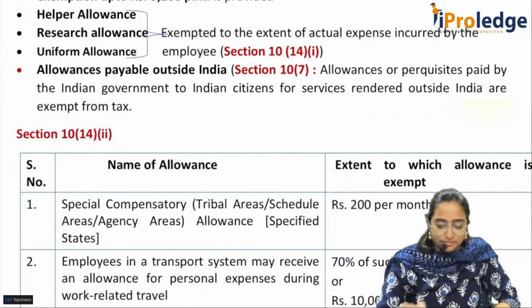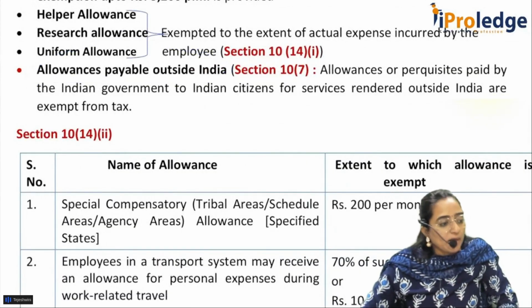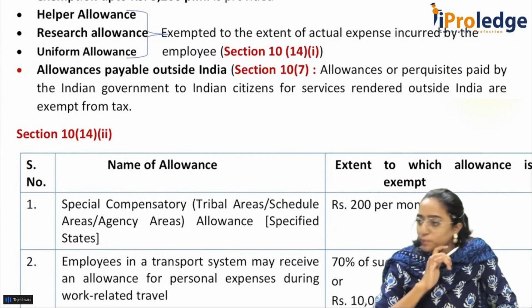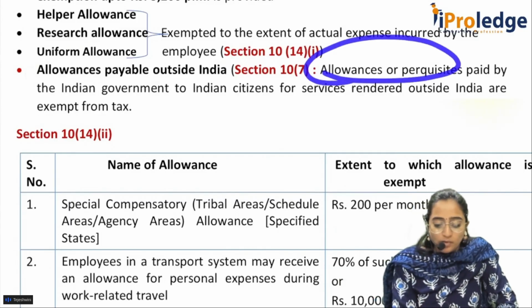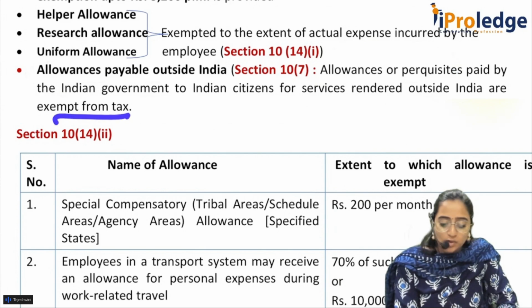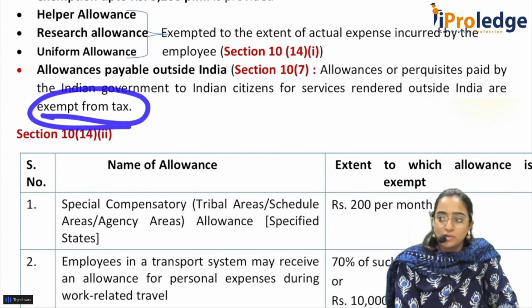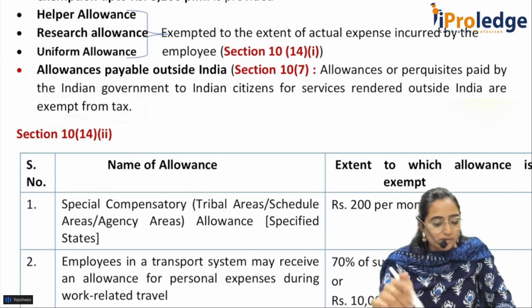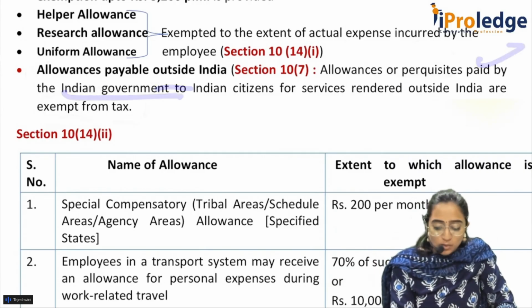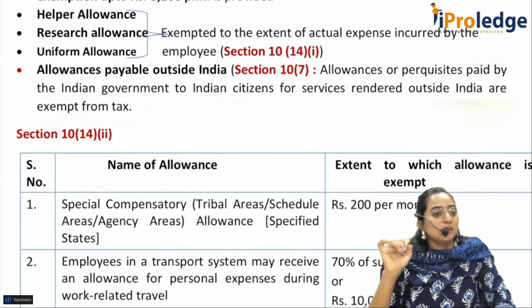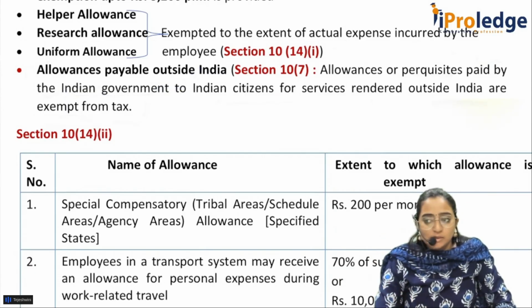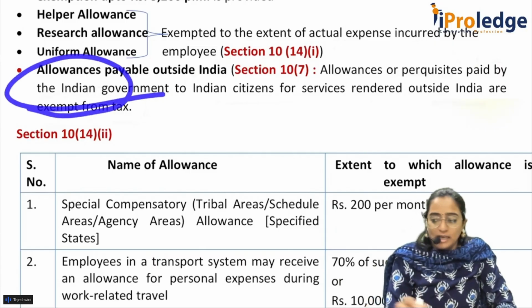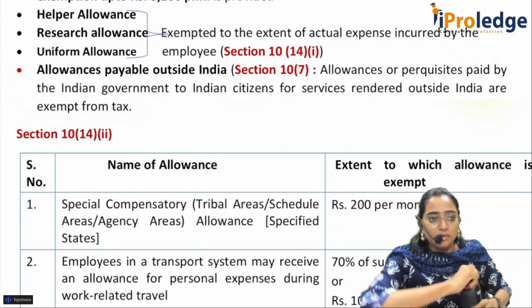Now, allowances which are payable outside India. Yesterday we have seen a point wherein allowances and the perquisites which you are paying for government officials, basically embassy people, are exempted from tax. Salary will be taxable. Allowances and perquisites paid by the Indian government to an Indian citizen for rendering service outside India, embassy people: receiving salary would be taxable, receiving allowances and perquisites would be exempted from tax. Clear, people? Everyone?